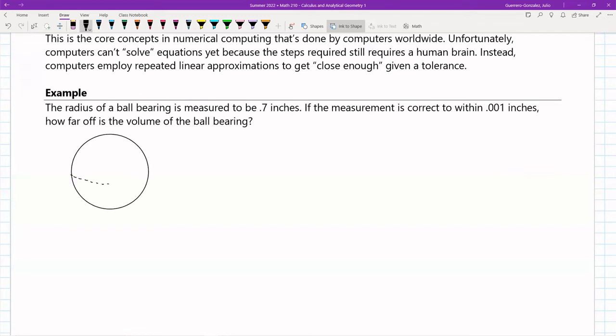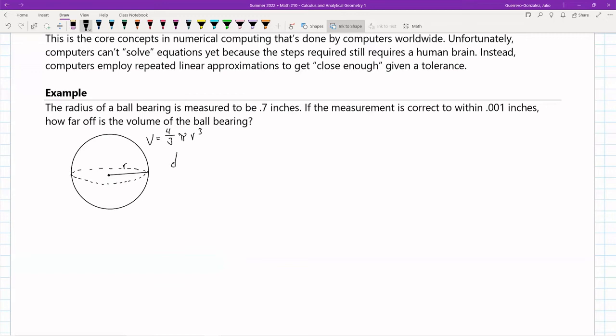Here's our ball bearing, right? We know that this ball bearing has a certain radius. This is going to be an r, right? And the volume for this ball bearing, we've already seen the volume of a sphere. This is going to be 4/3 pi r cubed. Okay. So first thing I want to do is I want to define a couple things.